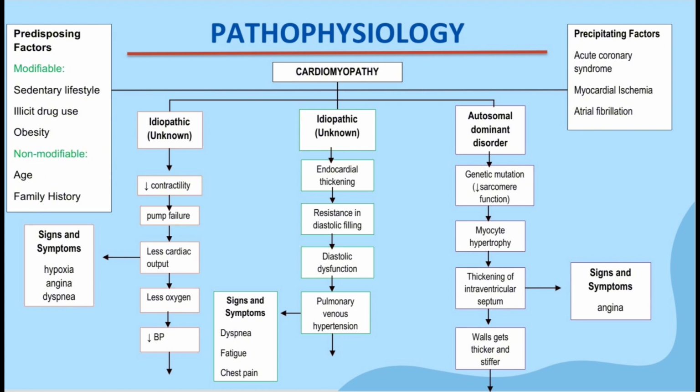So, in our precipitating factors, we have acute coronary syndrome and myocardial ischemia.